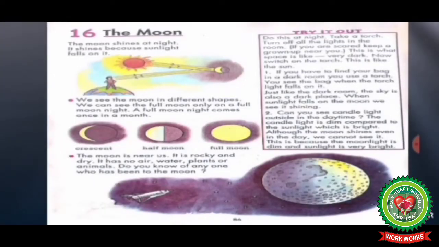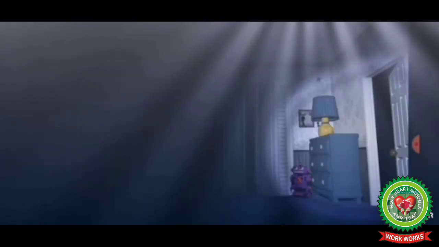Now students, let's try it out. Turn off the light of your room at night. There will be complete darkness and you cannot see anything because there is no light in the room. Now, if you have to find a bag in dark room, you can switch on a torch and you can see the bag when the torch light falls on it. Students, just like the dark room, sky is also dark place. When sunlight falls on the moon, we see it shining.